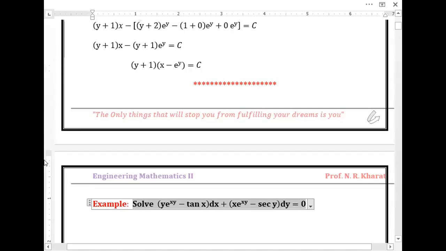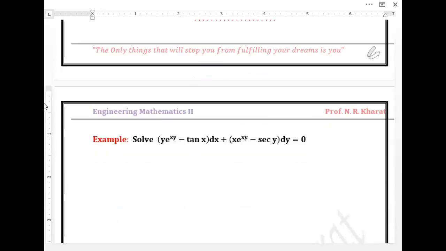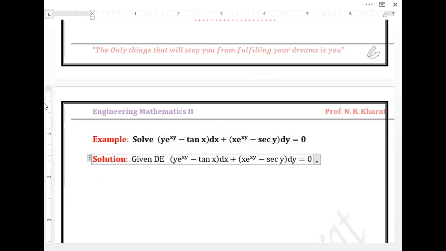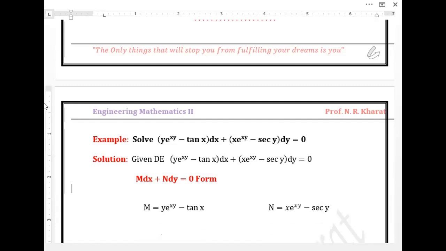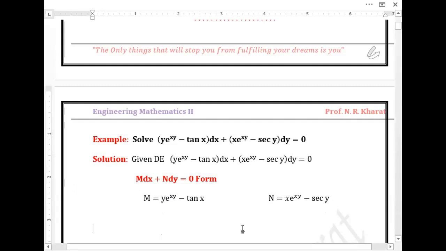So this is the differential equation given and we have to find its solution. Solve indicates we have to find its solution. So for that, we have to check whether the given differential equation is exact or not. For that, we are representing the given equation in the form of m dx plus n dy. So comparing this differential equation with m dx plus n dy, the value of m is equal to y e raised to xy minus tan x, and the value of n is equal to x e raised to xy minus sec y.